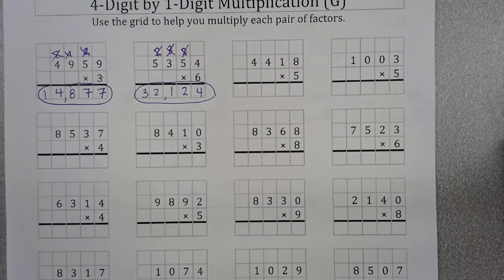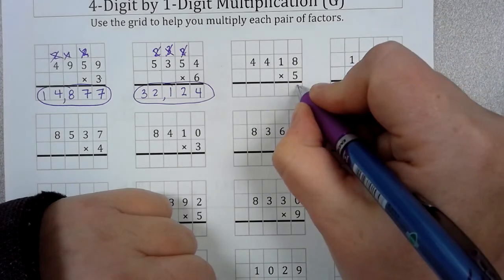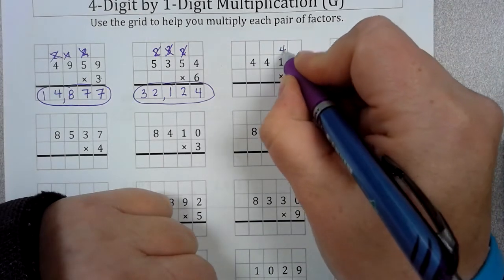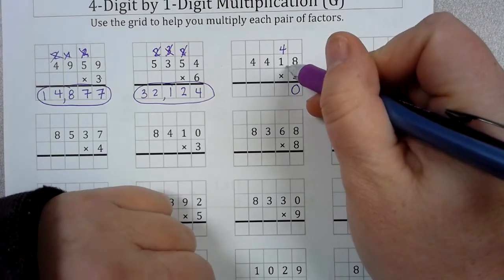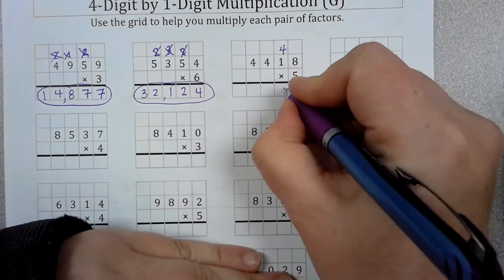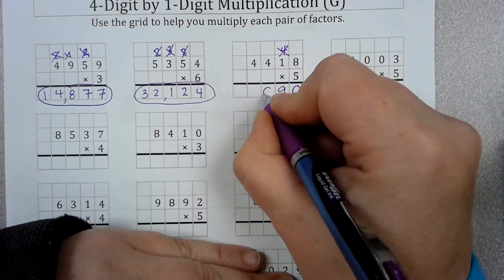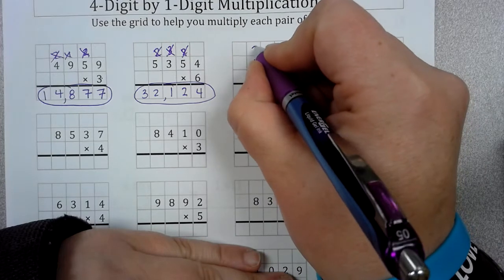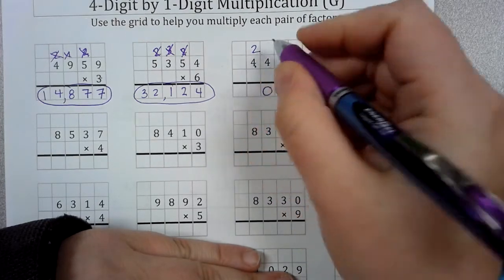4,418 times 5. Okay, we have 5 times 8 is 40. Put my 0 down, carry my 4. 5 times 1 is 5, plus 4 is 9. 5 times 4 is 20. So put my 0, carry my 2. And then 5 times 4 is 20, plus 2 is 22.